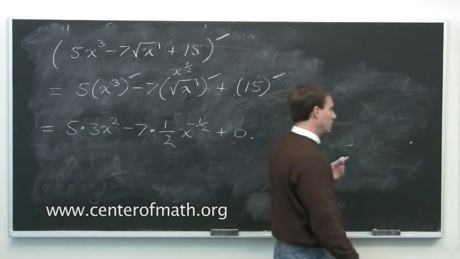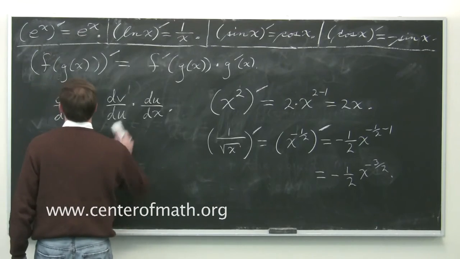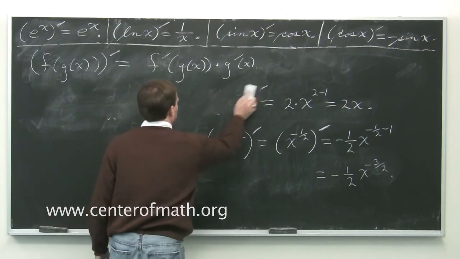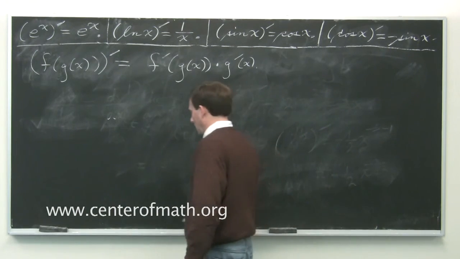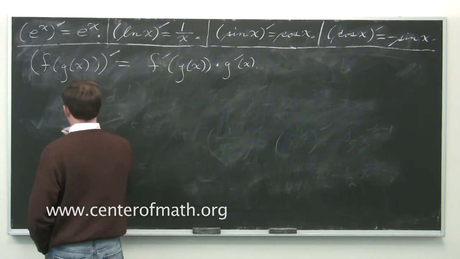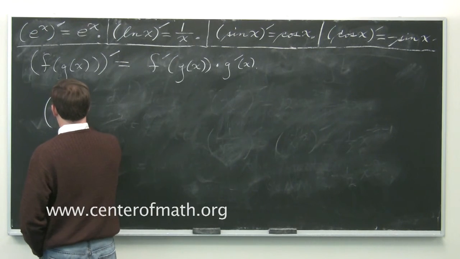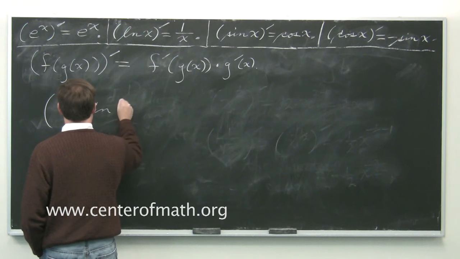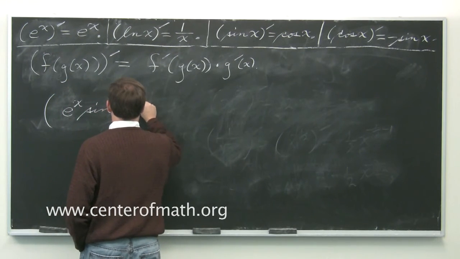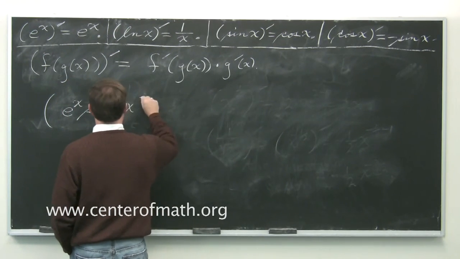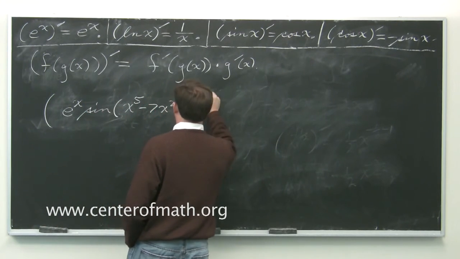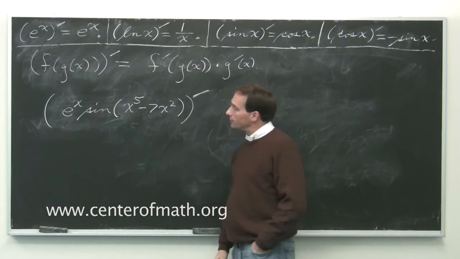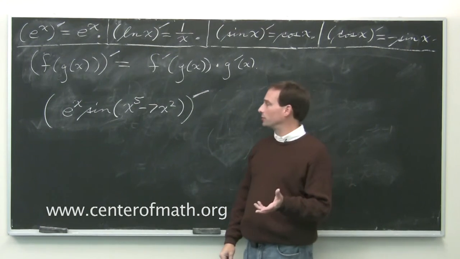What about the chain rule and the product rule? Well, suppose we want the derivative of e to the x times the sine of x cubed, let's use a different power, x to the 5th minus 7x squared. Oh my God. How do you differentiate this? You have to combine a bunch of the rules.